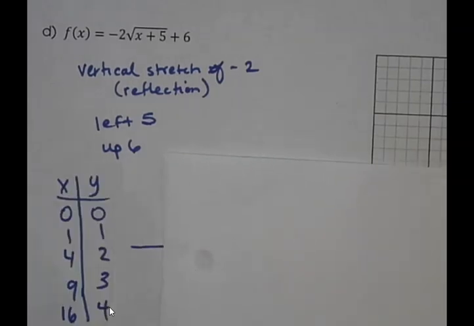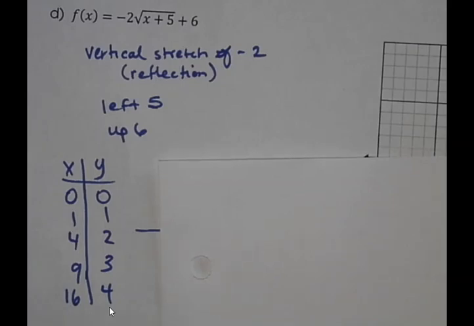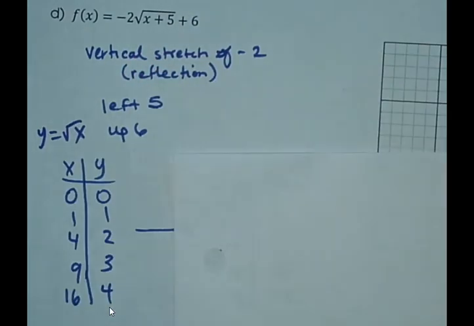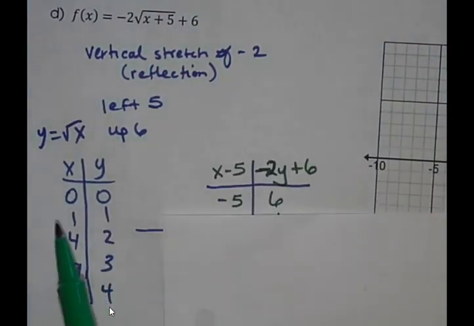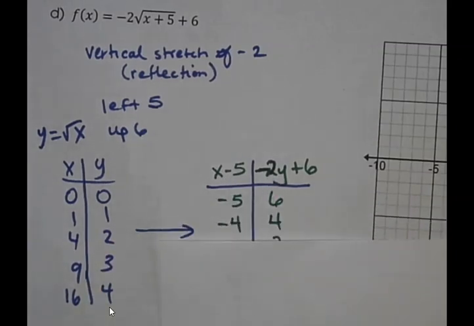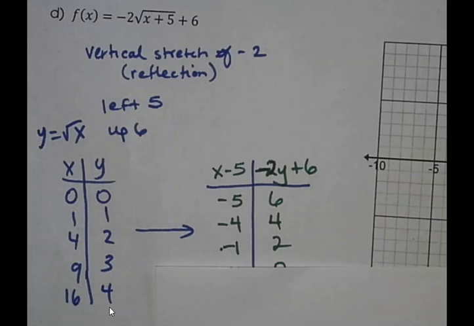And those were my parent function points. So the idea here, this one is y equals root x. And then if I transform them, if I put 0, 0 in for x and y, I get -5 and 6. If I put 1 in for x, 1 minus 5 gets you -4. 1 times -2 is -2, plus 6 is 4, and so on. And then just sketch the graph.